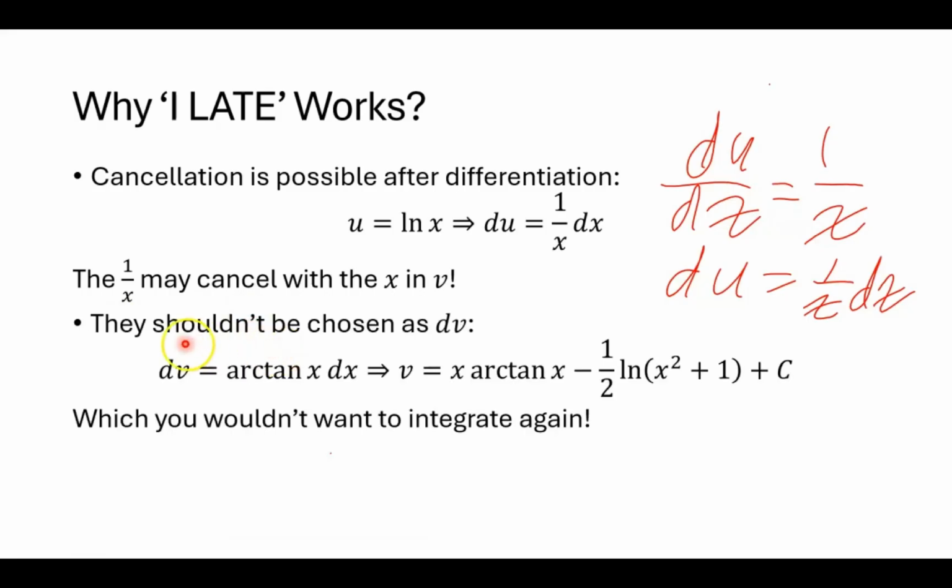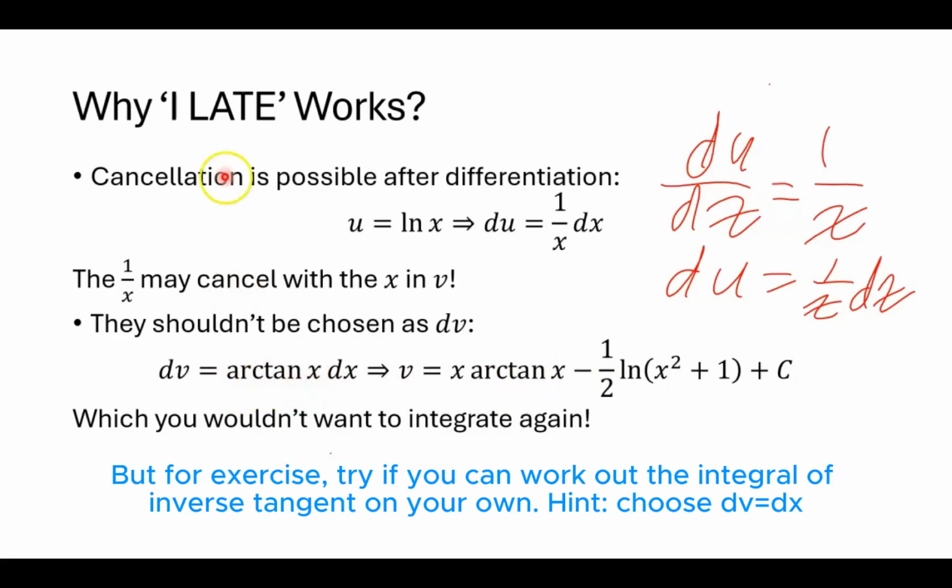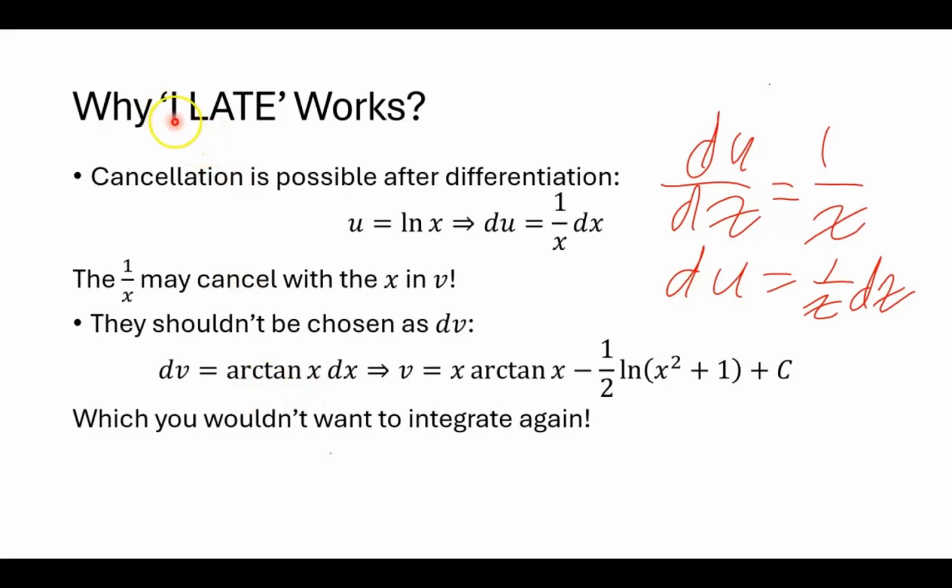And the second point is some of the functions shouldn't be chosen as dv, so you can only choose them as u. So for example, if you choose arctangent to be dv, then it means you need to integrate this function. And if you integrate it, it turns out v will be this, which is a very horrible expression, and you wouldn't want to integrate this again. So you shouldn't choose arctan as dv, you should choose it as a u. This is why the I is the first place in this rule.